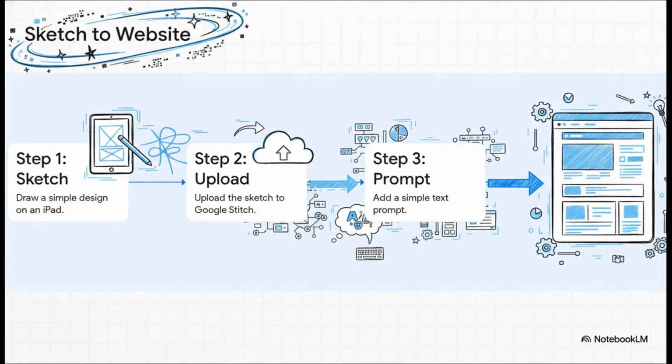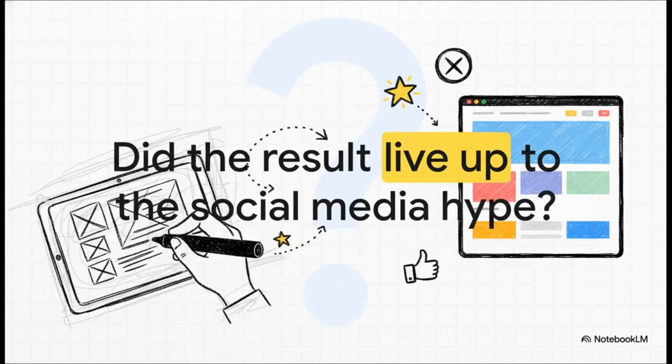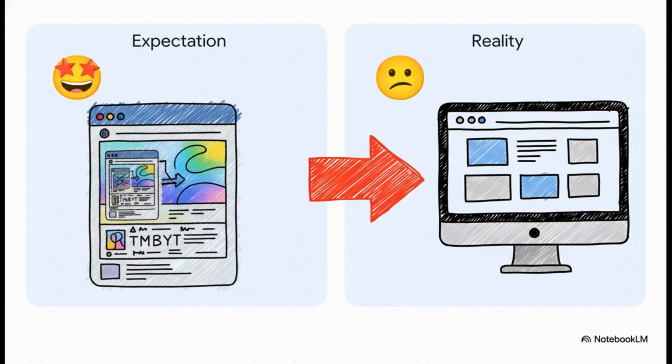Okay, now this is the feature you've probably seen blowing up all over social media. It feels like straight up magic. Take a simple sketch and turn it into a professional website. The process seems ridiculously easy, right? Just a few simple steps. Yeah, we've all seen those crazy viral videos. A little scribble on a tablet turns into this stunning, complex website. But when our user actually tried it themselves, did the reality even come close to the hype? And the answer was a pretty firm no, not really.